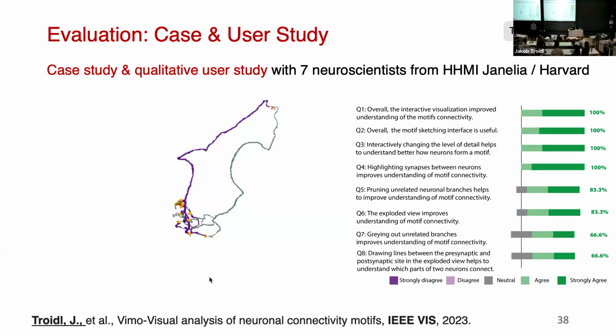And we've also evaluated certain aspects of the system with our users. One overall sentiment was that people thought that Vimo really improved their understanding of how certain motifs are embedded in the 3-dimensional structure of neurons. That was an overall positive point. A bit more on the critical side, more experimental features like drawing these links between the pre and postsynaptic sites were a bit more debated between the neuroscientists on whether that's useful or not.